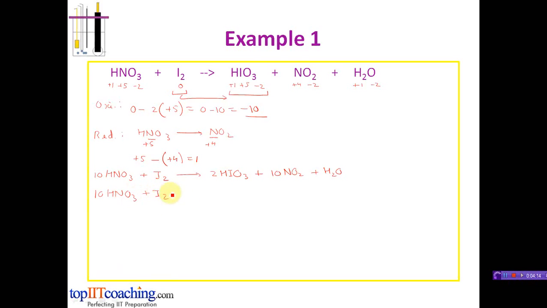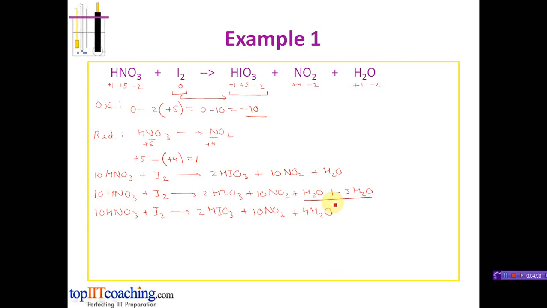to the deficient side, we get 2 HIO3 plus 10 NO2 plus H2O. This is the same equation as above. Since this side requires 3 more oxygen atoms, we are going to add 3 more water molecules to it. Or we can write 10 HNO3 plus I2 will give 2 HIO3 plus 10 NO2. On adding these water molecules, we can simply write 4 H2O.